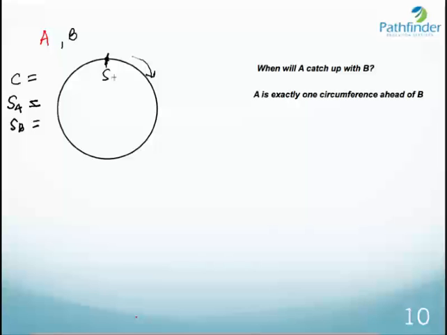In this particular question, we want to find out when will A and B be together for the first time, not necessarily on the starting point, but anywhere on this race course. So, how do you solve this question? If the question were, when will A catch up with B for the first time? And for the first time, it is not necessary that it takes place at the starting point.